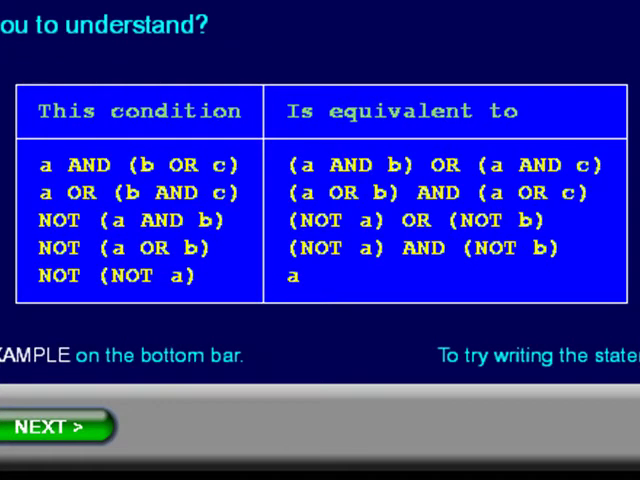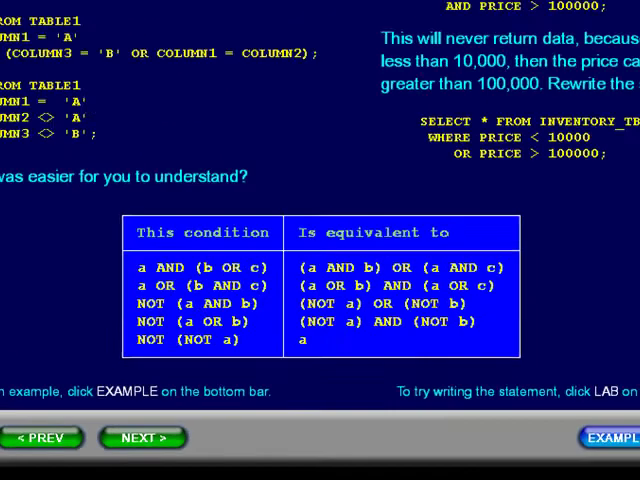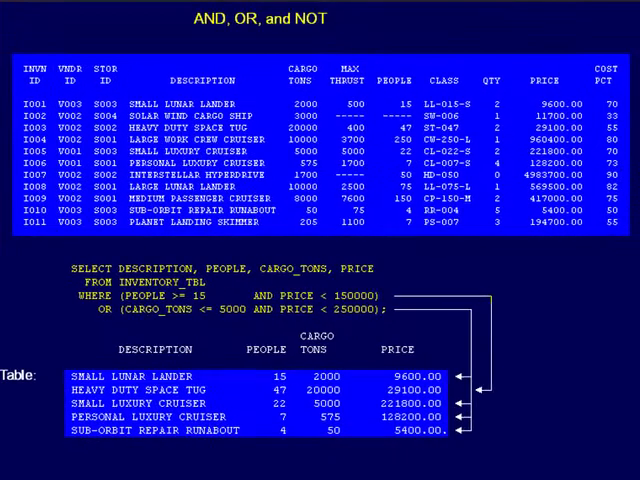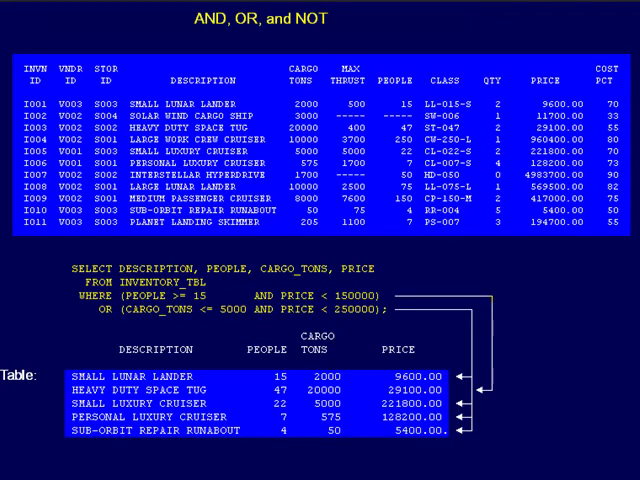Here are some other combinations of conditions to consider. You may pause this presentation at any time to review the details. Here is an example of multiple conditions. We will give you a few seconds to look at the results.